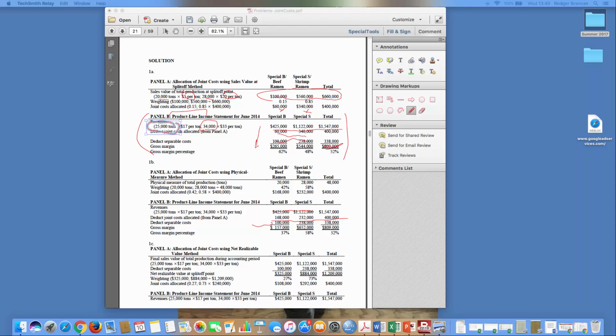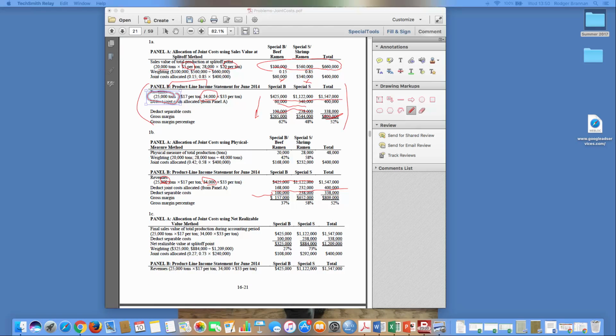Now again, it's kind of hidden in the fine print here, but the assumption is that all of the enhanced product is being sold. That's why in both cases, in panel A and panel B here, 1A and 1B, all of the costs are allocated in calculating the joint cost, which makes it a little bit easier to do. I don't have to worry about allocating it between ending inventory and cost of goods sold. Again, all of the enhanced product of B and S were sold, 25,000 of B, the 34,000 of S, in both cases here, so therefore I end up with this amount.